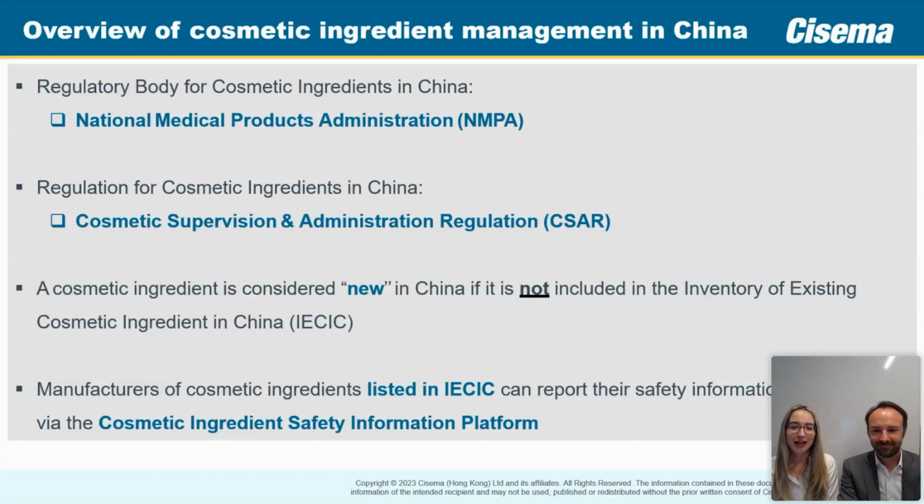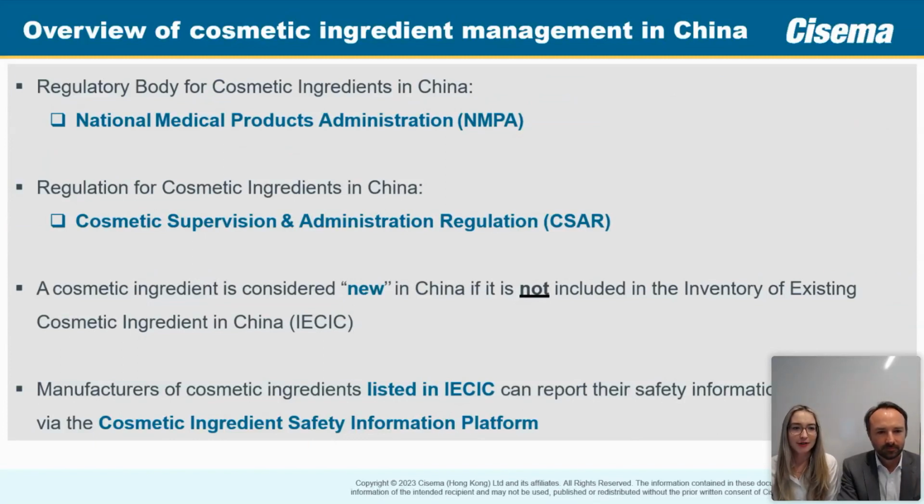Another abbreviation that you will see floating around is the IECIC. This stands for the Inventory of Existing Cosmetic Ingredients in China. This list basically contains all the already registered ingredients that can be readily used in cosmetics that are being imported and sold in China. If, however, an ingredient is not on this IECIC list, then it's considered a new ingredient.